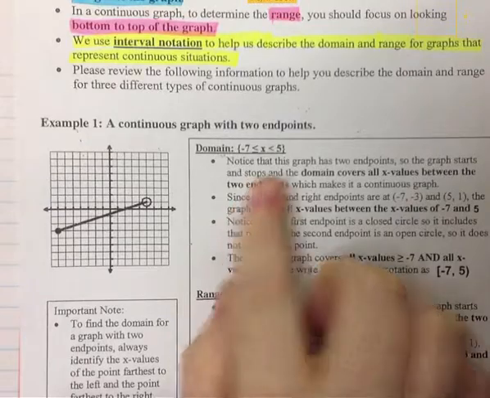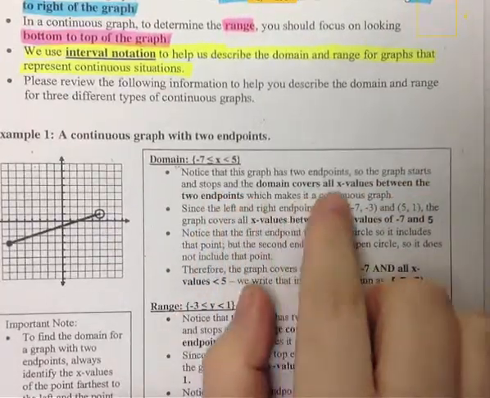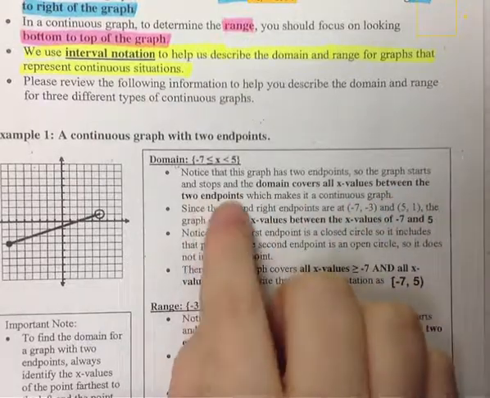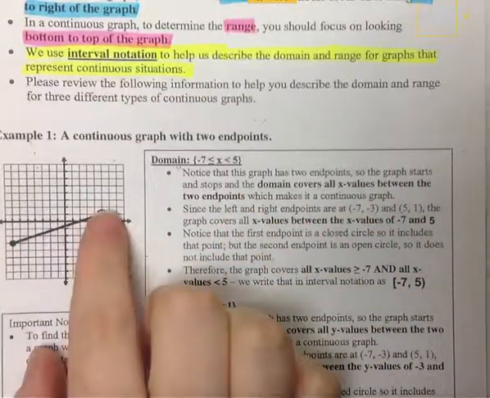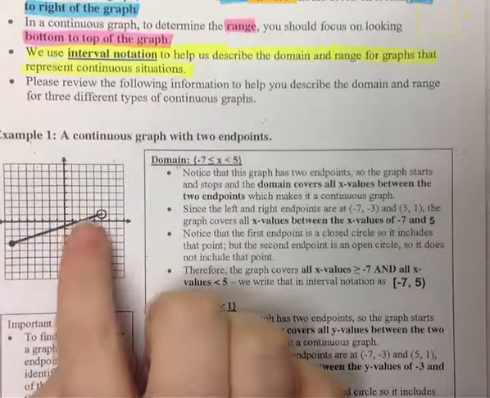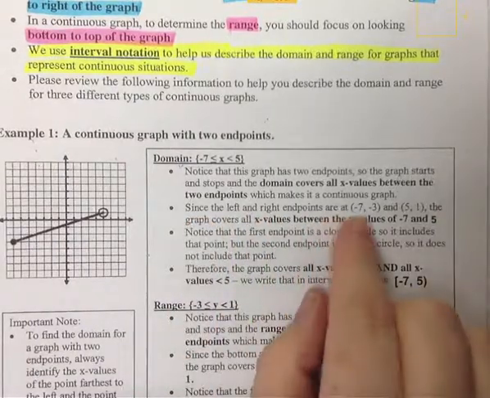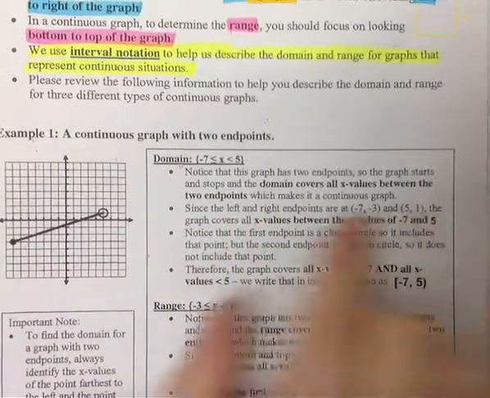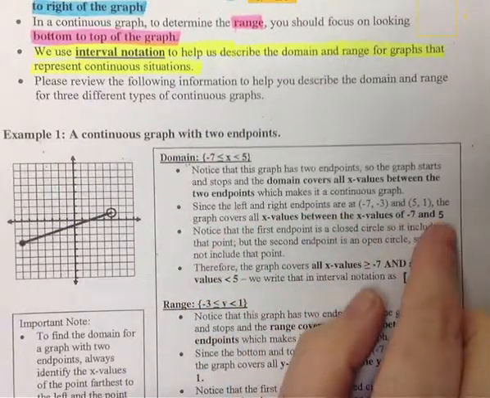Notice that this graph has two endpoints, so the graph starts and stops, and the domain covers all x values between the two endpoints because there's no gap. I can go from the left to the right of the graph of the actual line without having to pick up my pencil. Since the left and right endpoints are (-7, -3) and (5, 1), the graph covers all x values between the x values of -7 and 5.